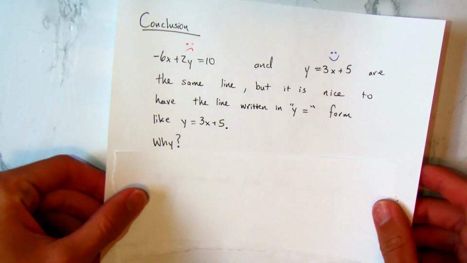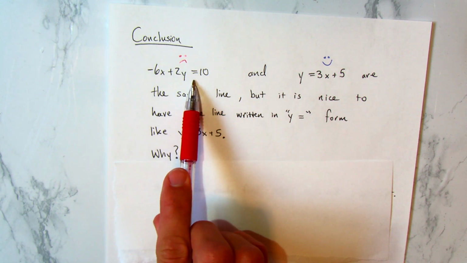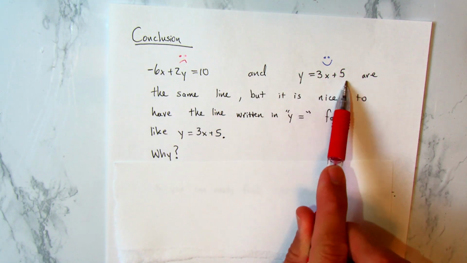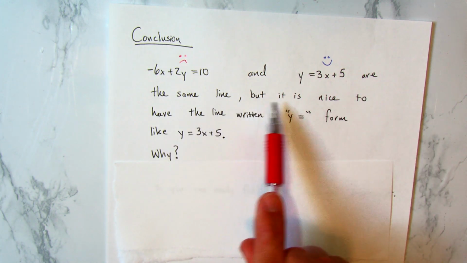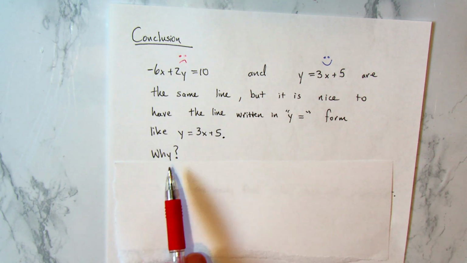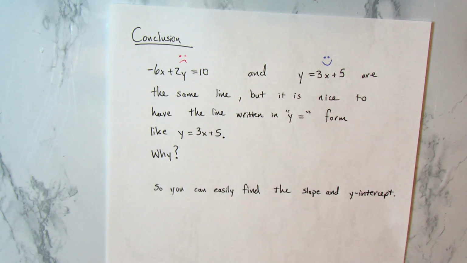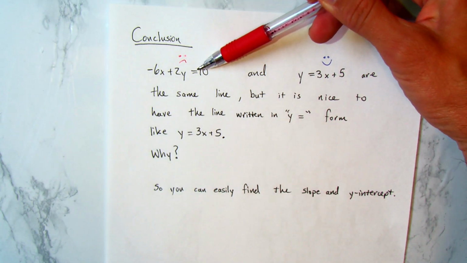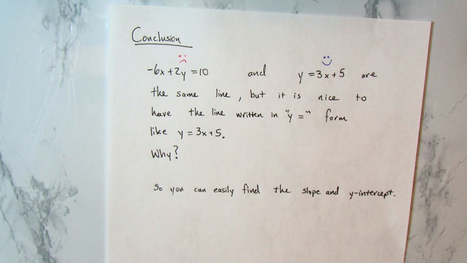Okay, so let's come to our conclusion here. Negative 6x plus 2y equals 10. This is called standard form. And y equals 3x plus 5. This is called slope-intercept form. They are the same line. But it is nice to have the line written in y equals form, like this. Why? Hopefully you remembered, so you can easily find the slope and y-intercept, right? I can't tell what the slope and y-intercept here is, but as soon as I rewrite it like this, it's so easy. So here's your last problem, the challenge.